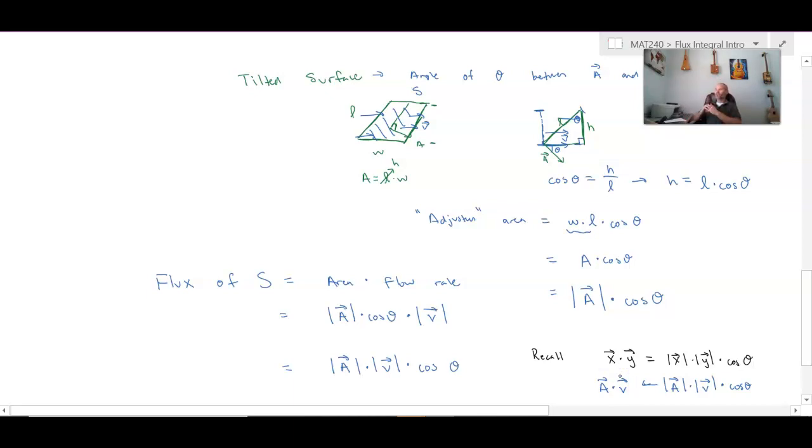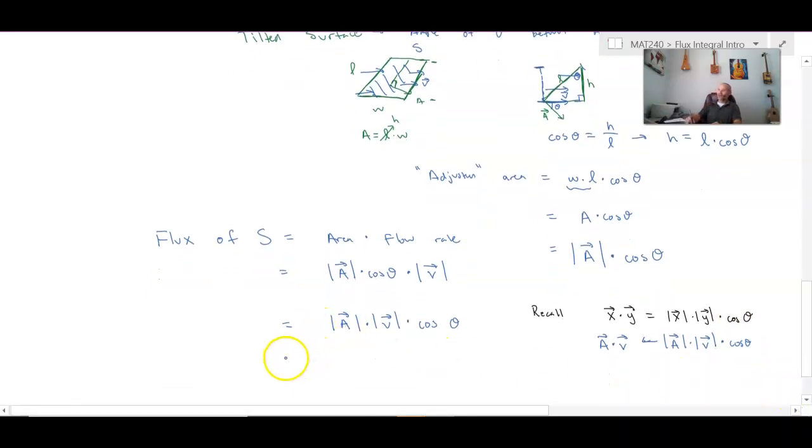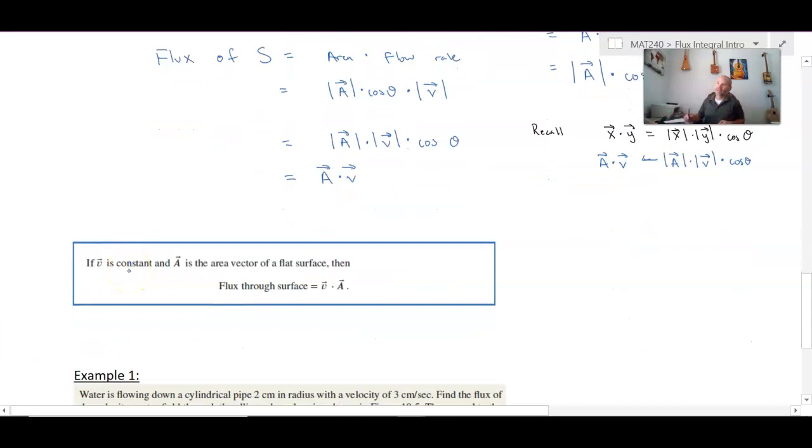Now that is pretty cool, and that actually starts to look a lot like a line integral. It's the relationship between where does the area vector point and where does the velocity vector point. So finding the flux of a surface is as simple as finding the dot product between the area vector and the velocity vector, and that is really pretty cool. We, again, could have done this by just thinking about it this way, but what we wanted to establish was this relationship. So as we formally define that, we'll say that if V is constant and A is the area vector of a flat surface, then the flux through the surface is equal to the dot product between the area and the velocity vector.